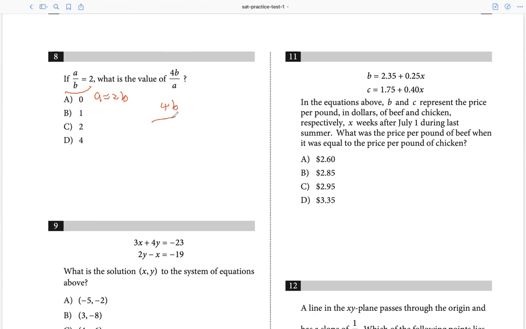Well, for 4B over A, we just change A to 2B. So that's 4B divided by 2B. B divided by B is 1. 4 divided by 2, that's 2. So the answer is C.